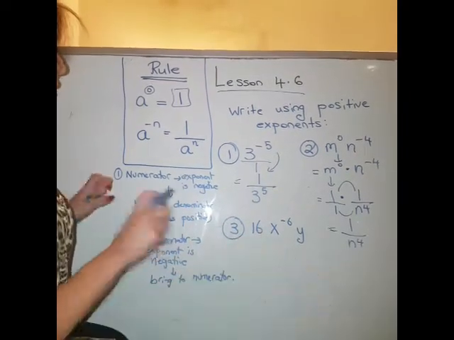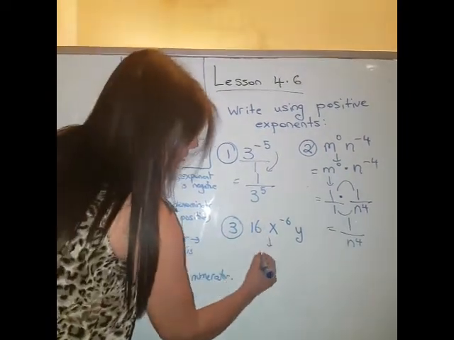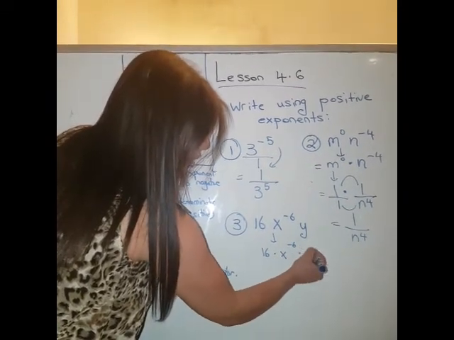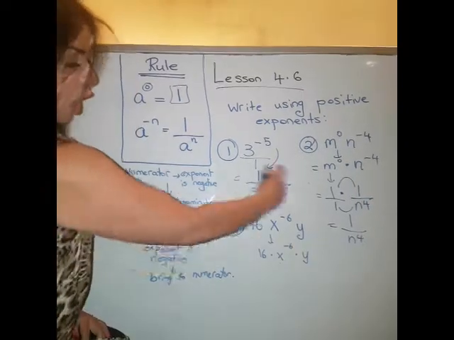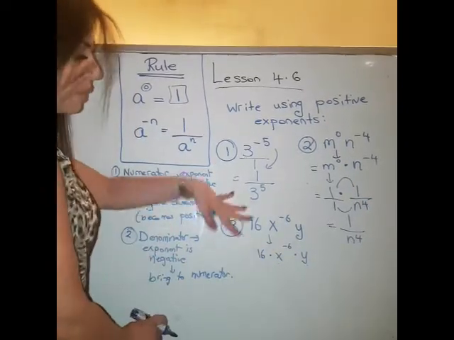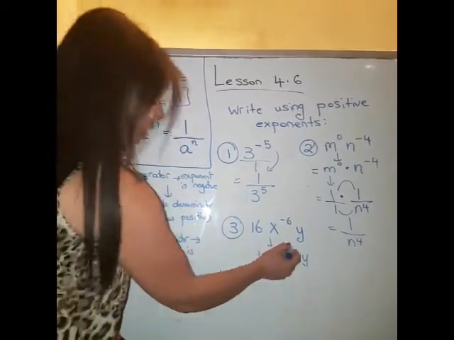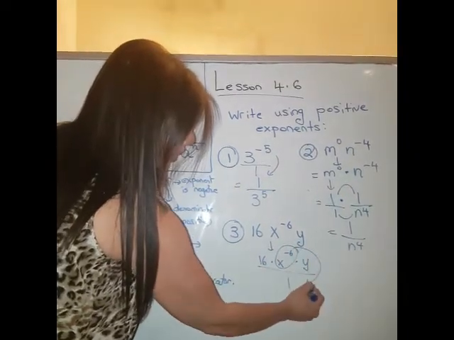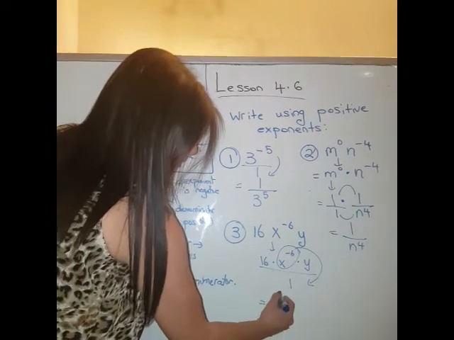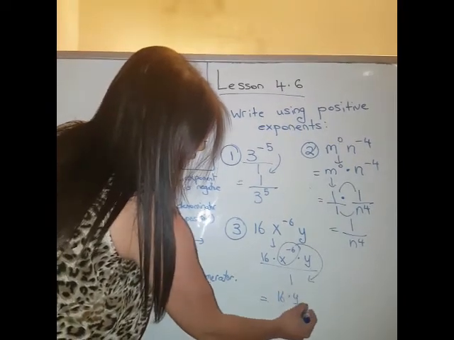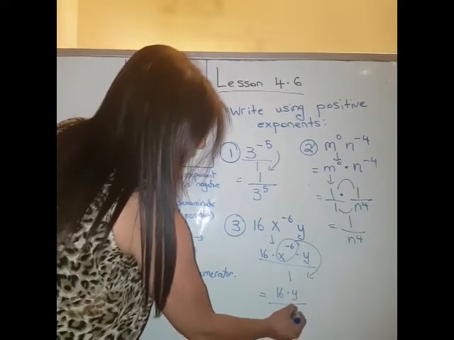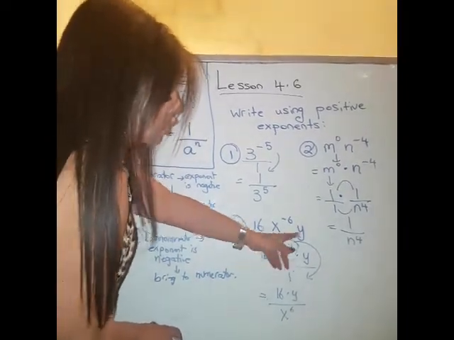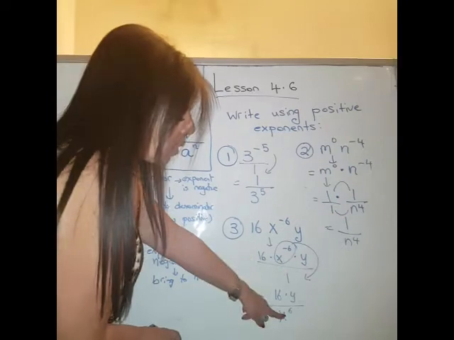First thing I do, I separate. This means 16 times x^-6 times y. All of them in the numerator. Where is my variable with the negative exponent? This one. So I put it over 1, I bring it down. So my answer is 16 times y over x to the power 6, because I took my x to the denominator, it becomes a positive exponent.